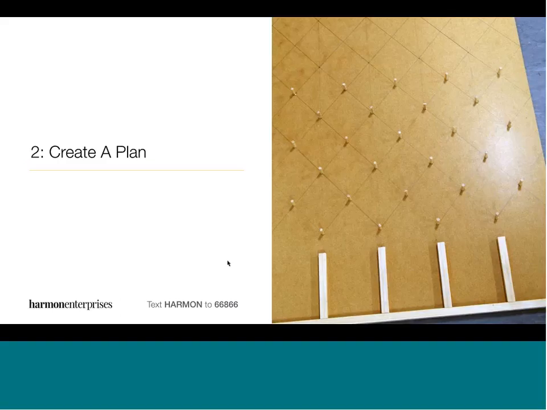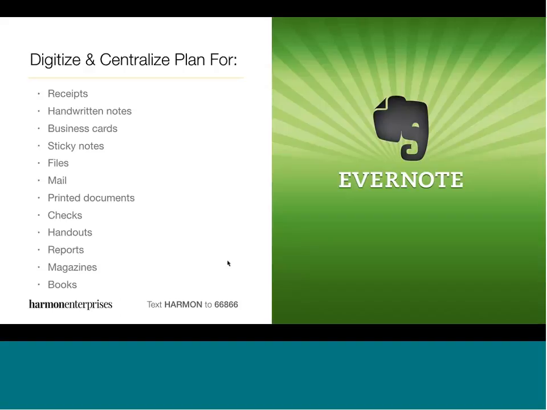And now we're going to talk about how to create a plan for the most common ways we receive paper into our world. And the reality is, I have identified that there are many, many ways that paper enters my life. I'm handed receipts. I take handwritten notes. People hand me business cards. I write on sticky notes. I have files from previous jobs or current work that I'm doing. The mailbox gets full of mail. There's lots and lots of ways that paper comes into our world.